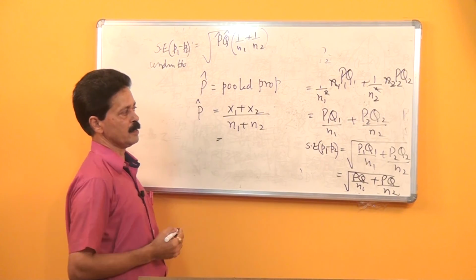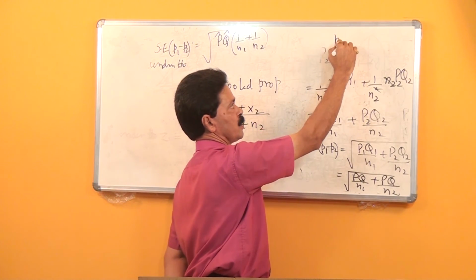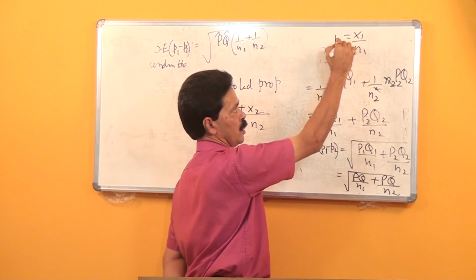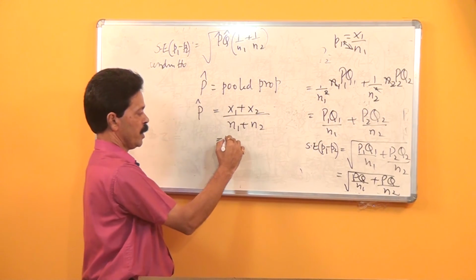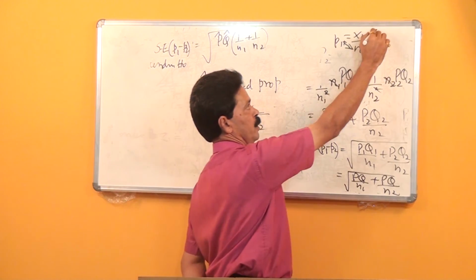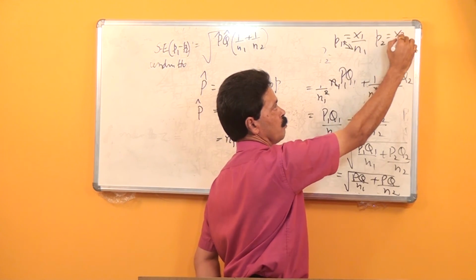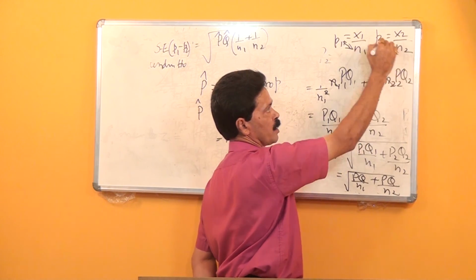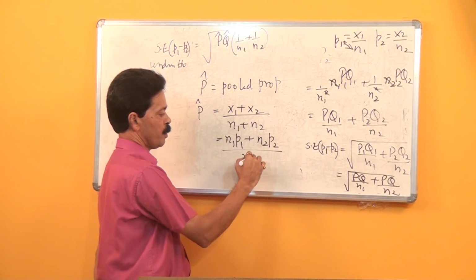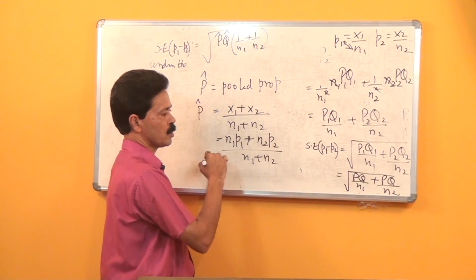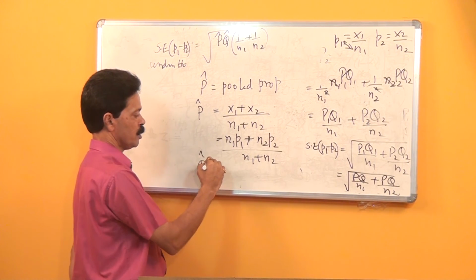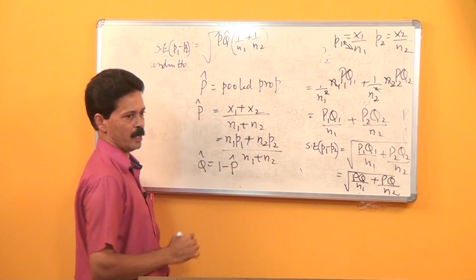This can also be written because P1 is nothing but x1 by N1. If you cross multiply, N1 into P1 is equal to x1. In a similar manner, if you write P2 as x2 by N2, on cross multiplying we get the value of x2 as N2 P2. So P cap equals N1 P1 plus N2 P2 divided by N1 plus N2. This is called the combined proportion, and Q cap equals 1 minus P cap.